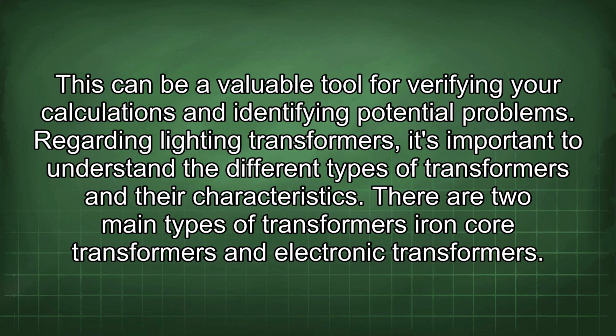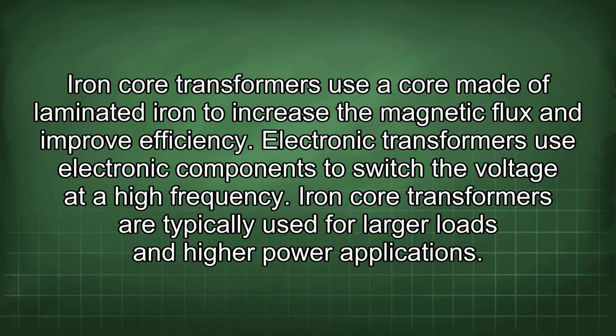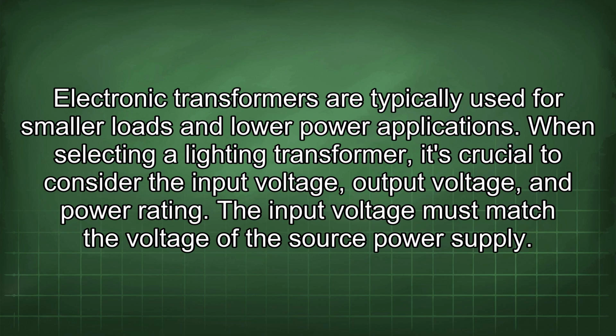Regarding lighting transformers, it's important to understand the different types of transformers and their characteristics. There are two main types of transformers: iron core transformers and electronic transformers. Iron core transformers use a core made of laminated iron to increase the magnetic flux and improve efficiency. Electronic transformers use electronic components to switch the voltage at a high frequency. Iron core transformers are typically used for larger loads and higher power applications. Electronic transformers are typically used for smaller loads and lower power applications.